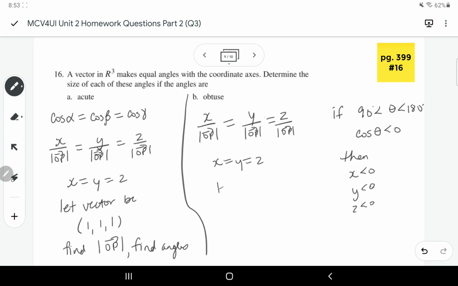So let's let the vector be -1, -1, -1. And you can figure out what those angles would have to be for that vector. So here you're again going to find the magnitude and use that in the individual components to find each of those angles. They should all be the same.